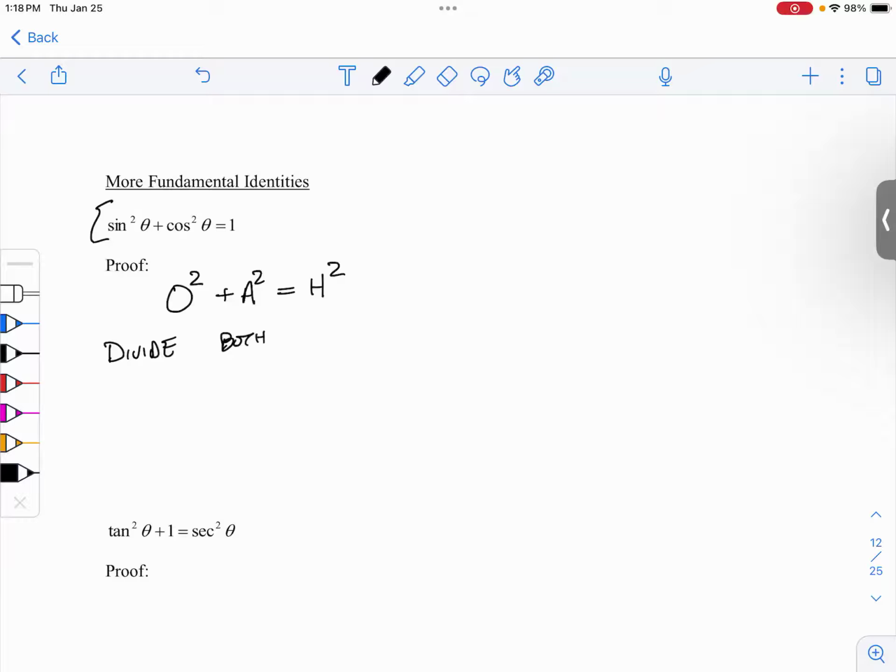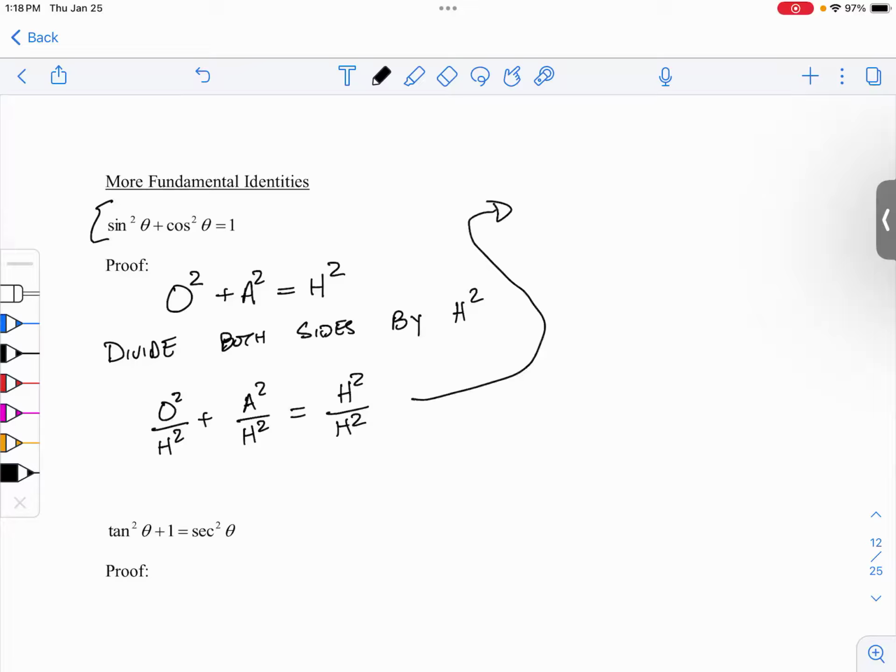So I take this and I'm going to divide both sides by h squared. With all algebra, as long as what I do to one side I do to the other, I can do whatever I want. So this becomes O squared divided by h squared plus a squared divided by h squared equals h squared divided by h squared. And then to make this a little prettier, I'm going to rewrite this. And then h squared divided by h squared is 1.